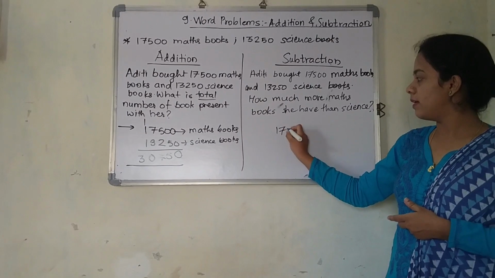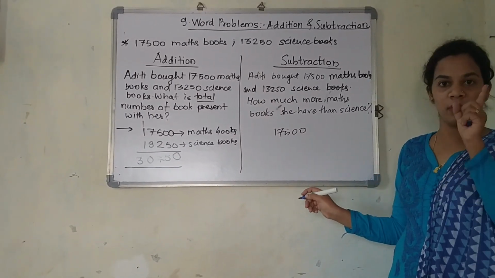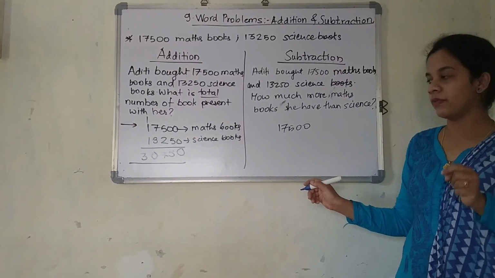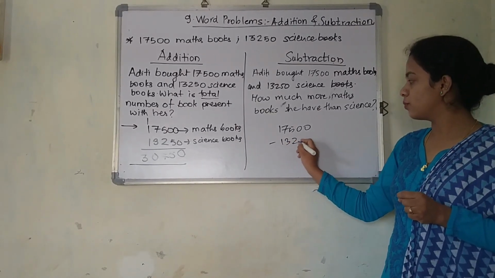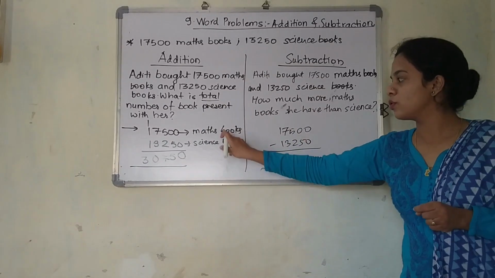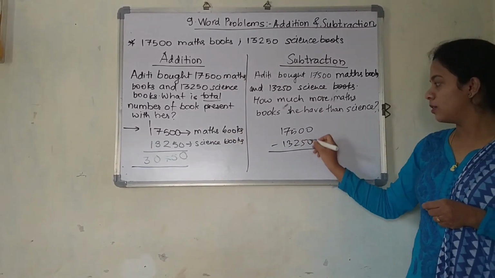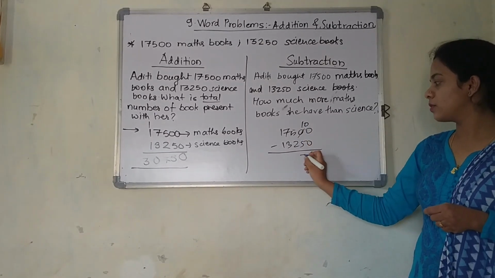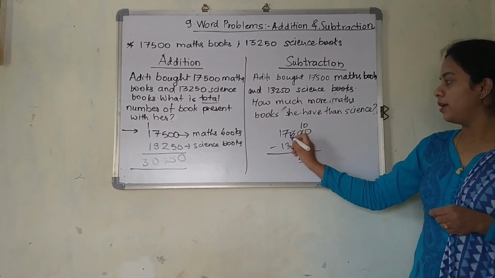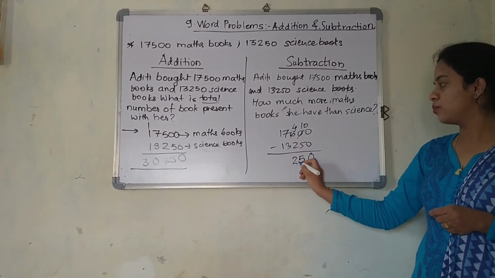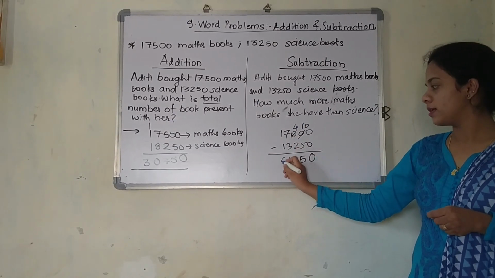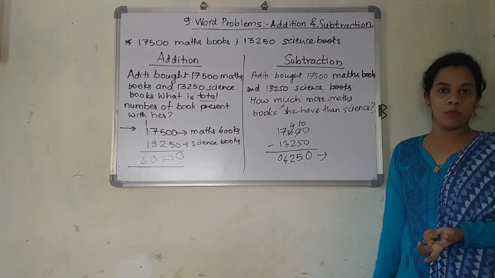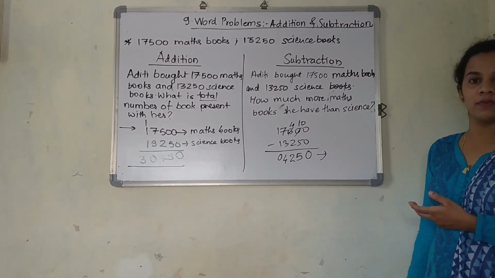17,500 I will write on the top. Always remember the bigger number should be on the top. Don't write 13,250 on top. Minus 13,250. Same matter which is given here, maths books, science books. 0 minus 0 is 0. 0 minus 5 is not possible, so I will make this 10. 10 minus 5 is 5. Now we have already borrowed, so over here 4 minus 2 is 2. 7 minus 3 is 4. 0 minus 0 is 0. So how many more maths books are there? Maths books are more by 4,250.